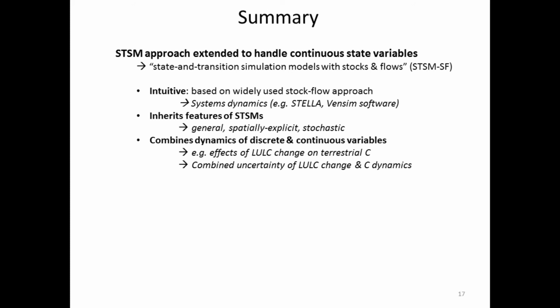The approach, some of the major features of it is that I think it's relatively intuitive. The stock flow model approach is widely used in business and finance for doing modeling, and I think it's a fairly easy thing to understand, much like state and transitions are. So it's intuitive. You can see it has a lot of parallels with our existing state and transition approach. So it's spatially explicit, it's stochastic, that kind of thing, and it combines the dynamics of both discrete and continuous variables, which up until now we haven't been able to handle continuous variables well as state variables in our models.